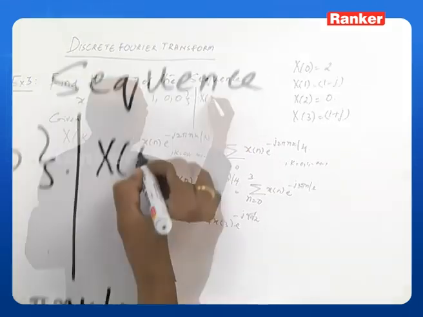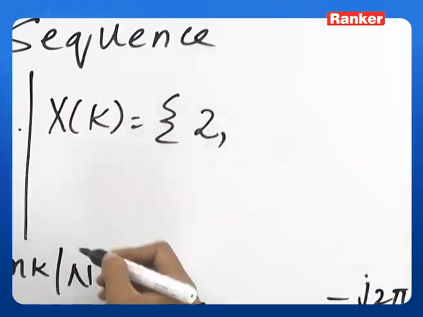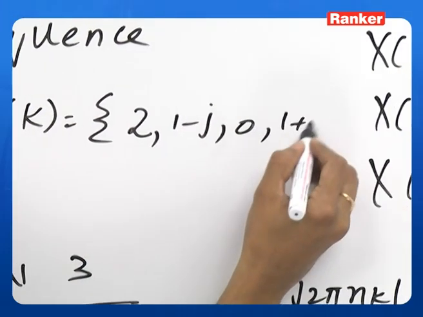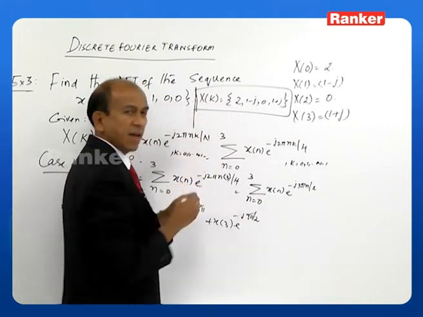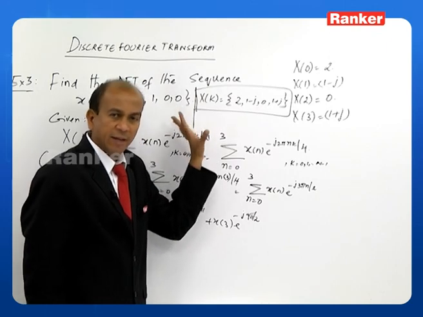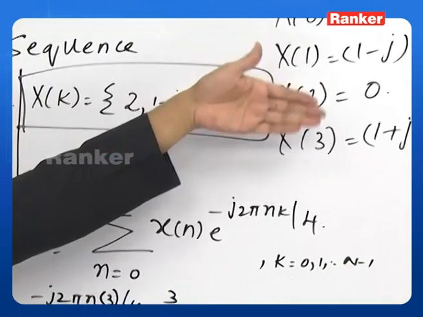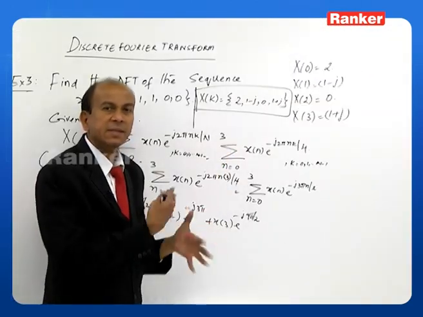So I can write it in this small space here. So x of k, I can write it here as, what is the first one? 2, 1 minus j, 0 and 1 plus j. So this is our x of k, which is nothing but the discrete Fourier transform of a given sequence x of n. So we got this answer. So remember, you write as it is, 0 also there, you should put 0 also there. So the sequence length remains same.